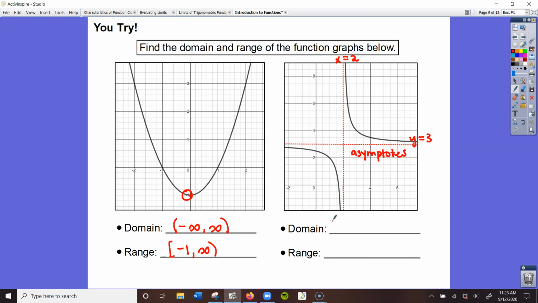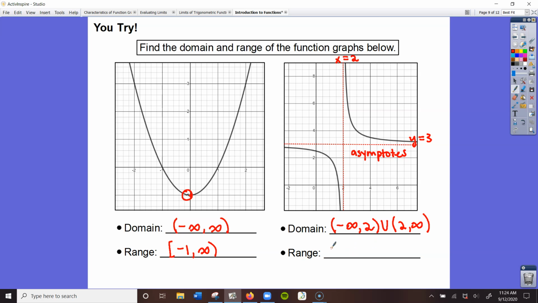So when I write out my domain, it would be from negative infinity to 2, because there's nothing there because of that asymptote. And then I'm going to start again at 2, and it does open forever to the right, so infinity. Notice that I use parentheses for the 2's because I am not including those values.